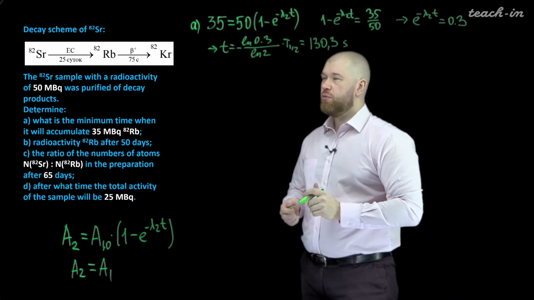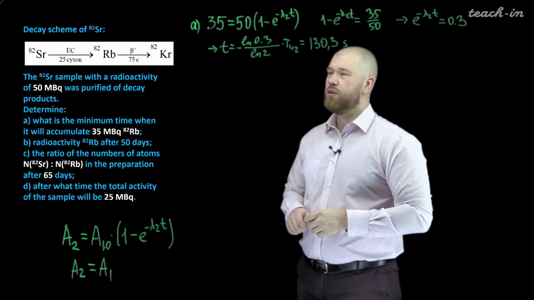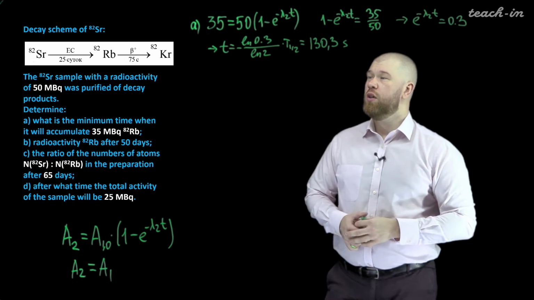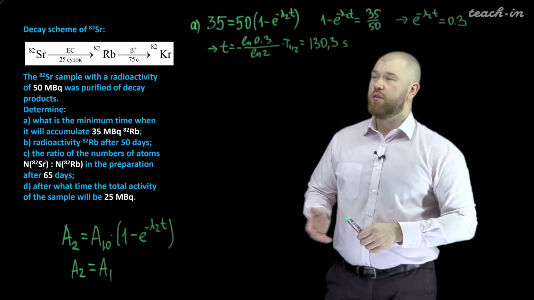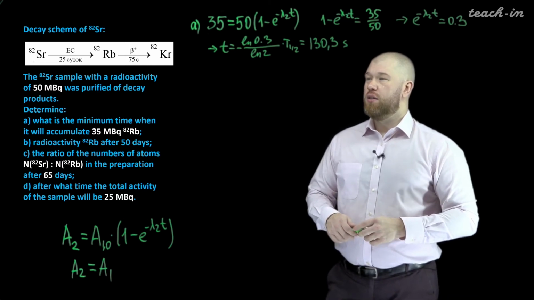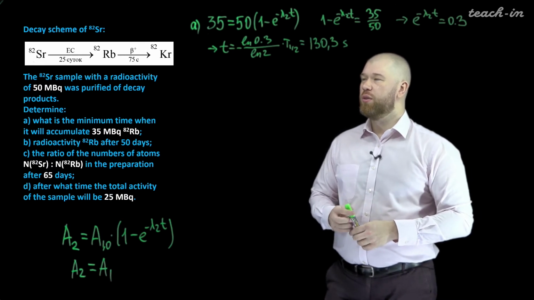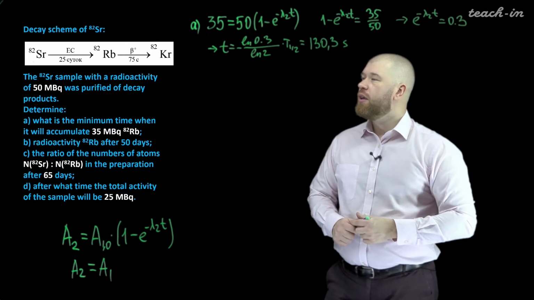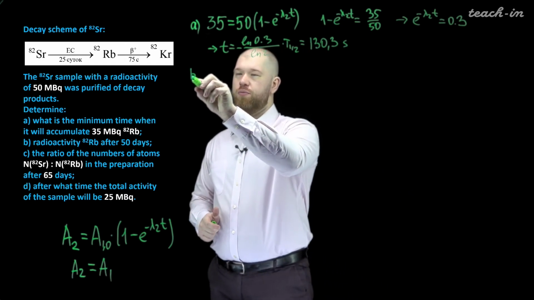This strontium-rubidium relationship is used in the generators for the rubidium-82 for medical applications. So you can see that already after a few minutes the equilibrium will be reached, and we can use this generator again.